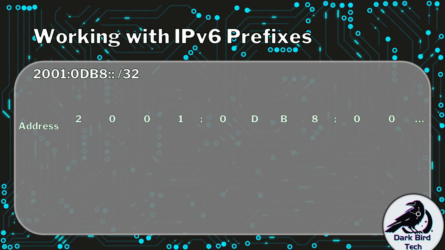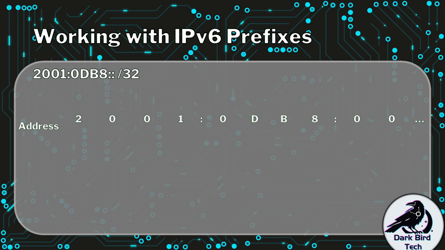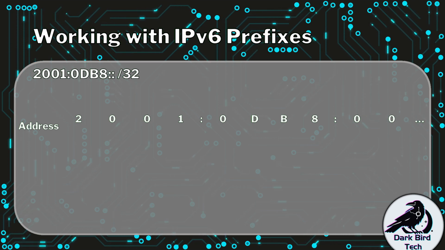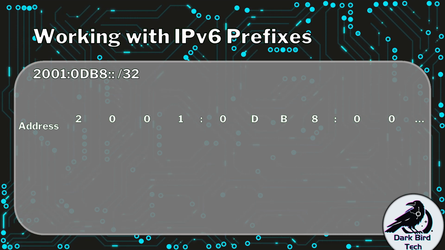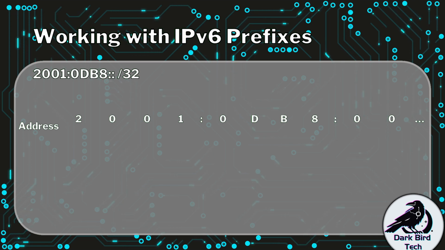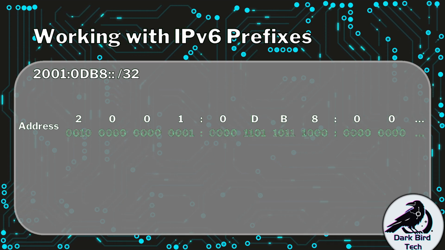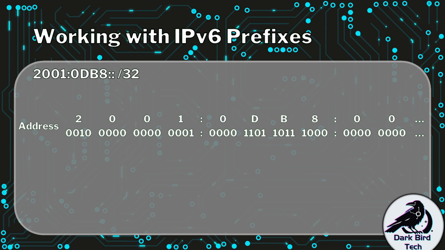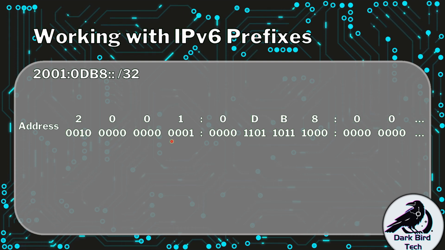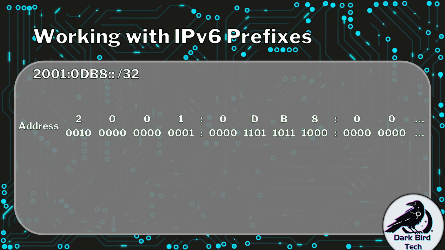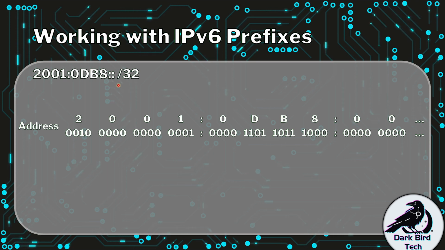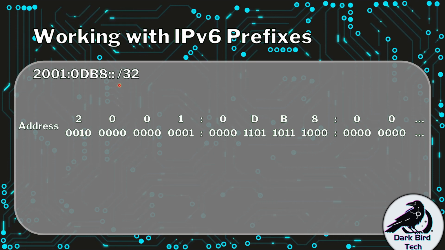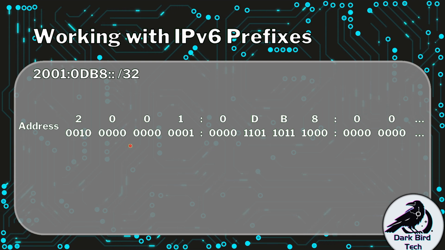So let's plot the address out. 2001:0db8: couple zeros. I can't fit the whole address on the screen without making it super tiny. And we go and substitute in the binary values for all those hexadecimal bits. And we'll end up with that string of binary values. Now the mask, or prefix as it's correctly known, is /32. So let's put that prefix over here.